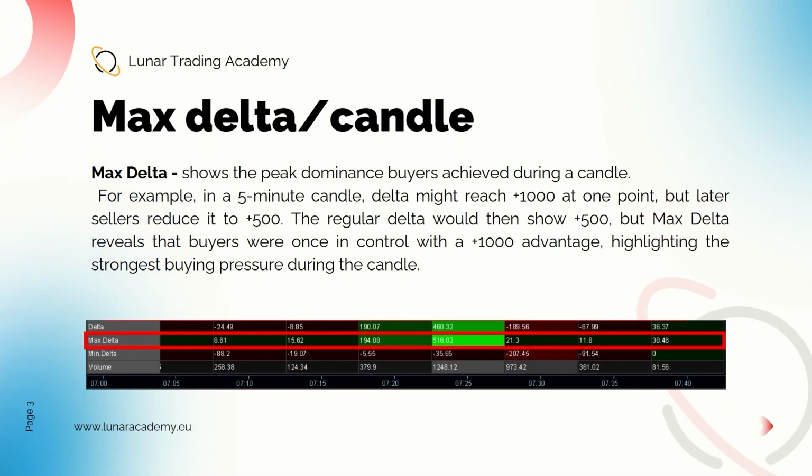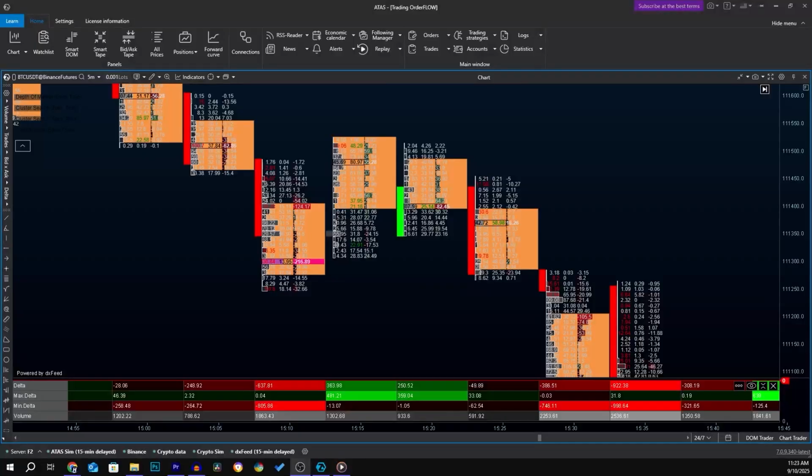Max delta shows the peak dominance buyers achieved during a single candle. For example, in a 5-minute candle, buyers might reach delta 1000 at one point, but later sellers reduce it to 500. The regular net delta would then show only 500, but maximum delta reveals that buyers were once in control with plus 1000 delta, highlighting the strongest buying pressure during that candle.